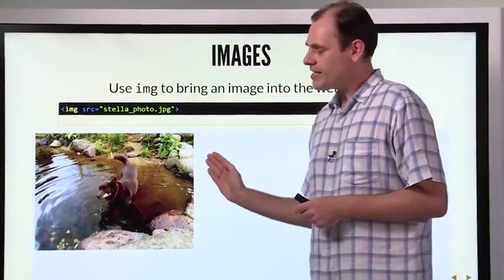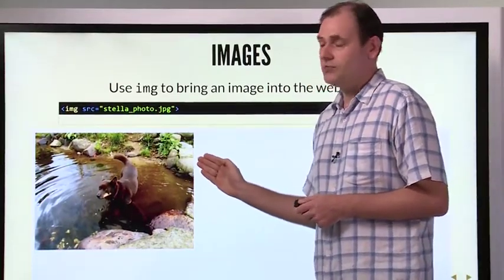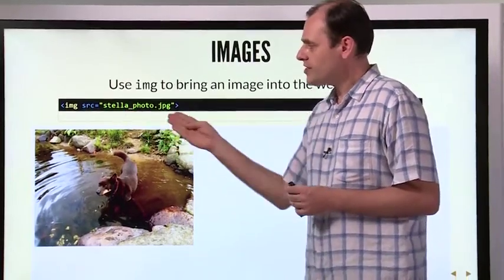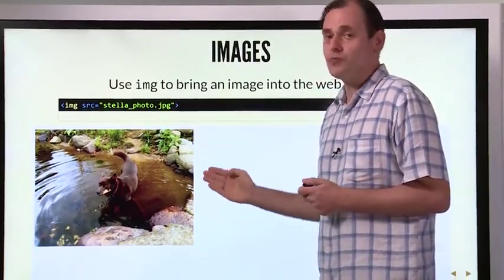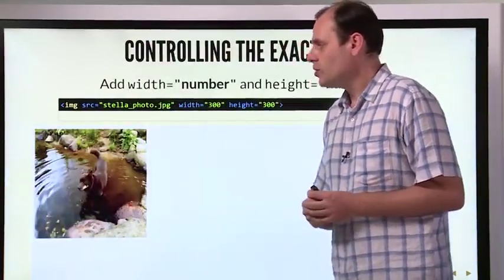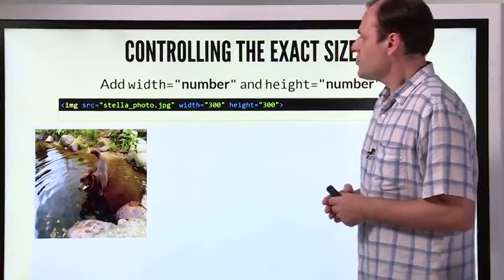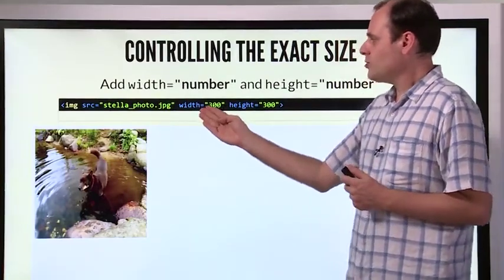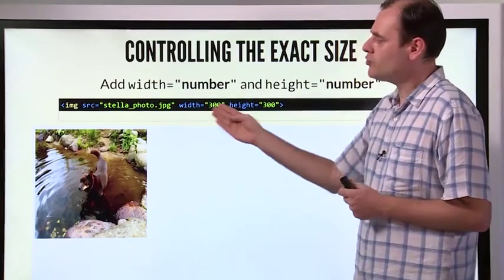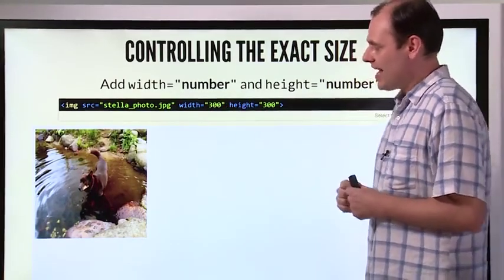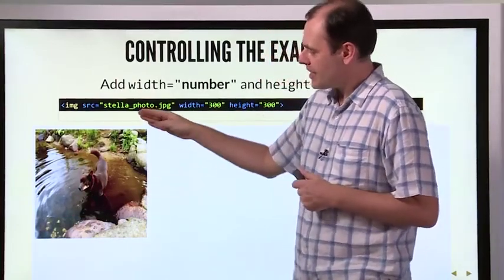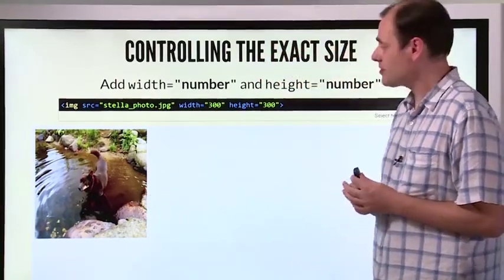Now the problem these days is that a lot of pictures from digital cameras and mobile phones are huge. So if you did this, you're going to get a huge picture in your web page, which usually is not what you want. So you need some control. There is a width attribute and a height attribute. Here I've used both. I've fixed the width of the picture to 300 pixels and the height to 300 pixels.